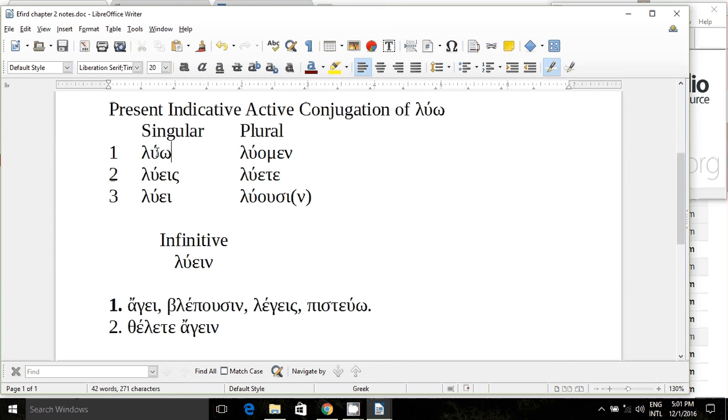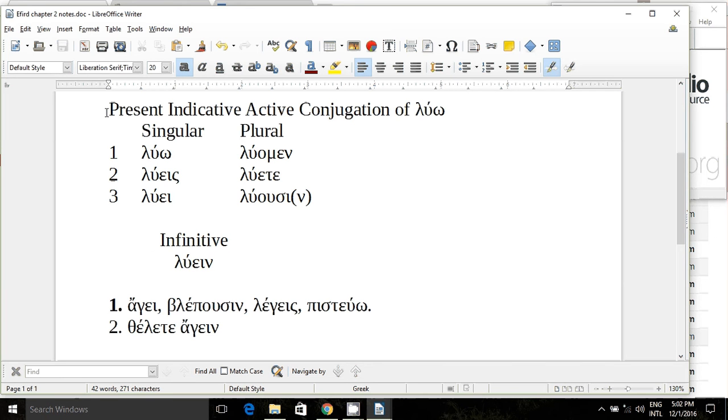So let's just call this kind of a u sound here. So luo, lueis, luei, luomen, luete, luousin. Or if you want to do that better Greek u sound, lio, lies, lie, liomen, liete, liousin. I always feel silly trying to say that. And then the infinitive, which just means to loose, luein, liein, however you want to say it. To loose.